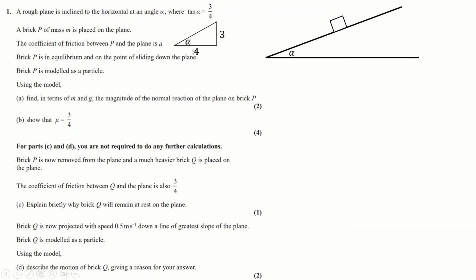Tan is opposite over adjacent, so 3/4. In the 3/4 triangle, obviously, sine alpha is 3/5, cos alpha is 4/5. Good. We put all our forces into the diagram, so mg going straight down, mg cos theta going this way perpendicular to the plane, mg sine theta going down parallel to the plane.